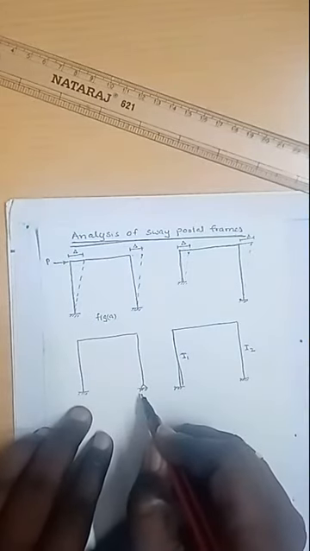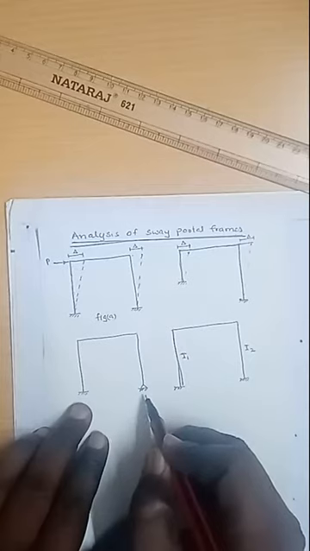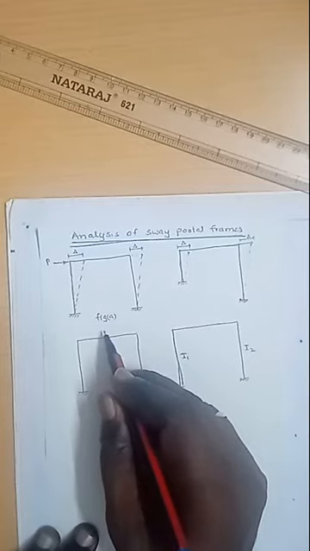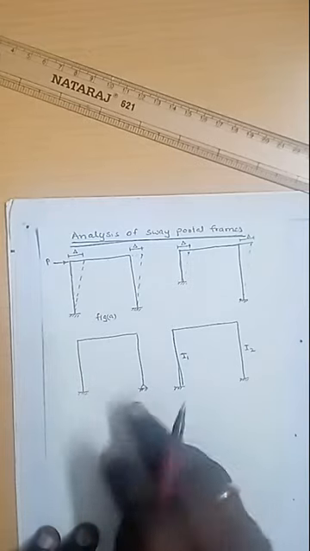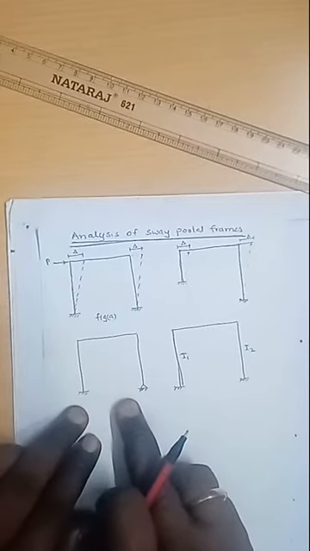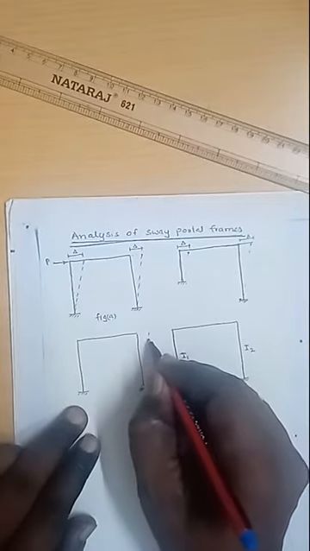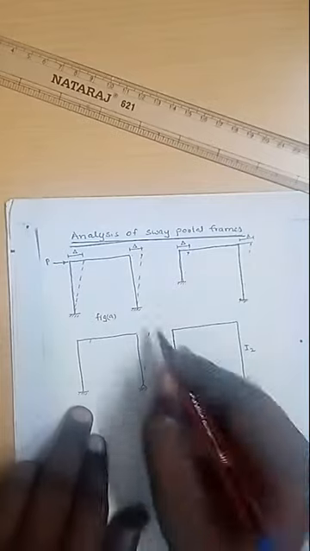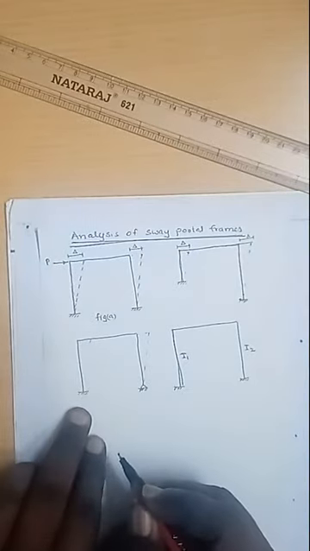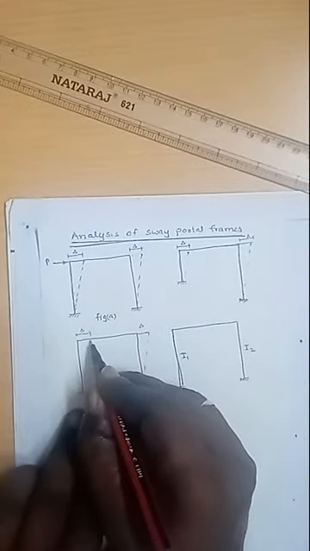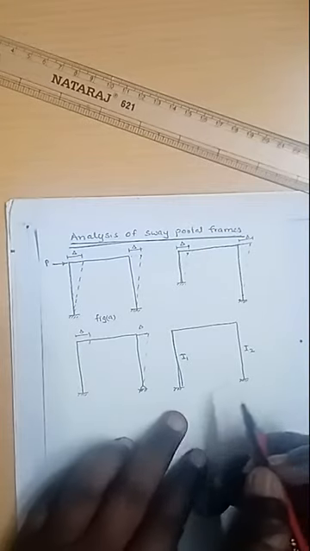Similarly, in this diagram, one end is fixed and the other end is hinged. Because of the non-symmetry, if you cut this, you will not get two equal parts on either side. You will not get mirror images. Then this one is non-symmetrical, and there may be chances of side sway like this. This one is the lateral sway, this one is the lateral sway. The length of the horizontal member, the beam, will not change.